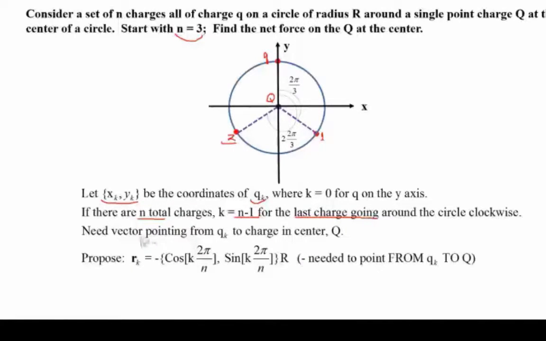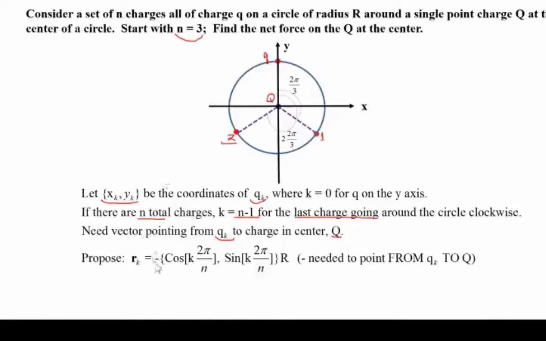Well, we need the vector that points from q sub k to the charge in the center. I'm going to propose what that is. It's going to be these cosine-sine components that will have k and n inside. And once we pick an n, then k is going to index through the values which will give us all of the rest of the charges.